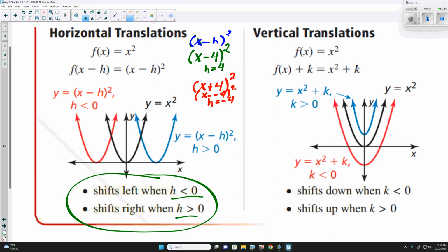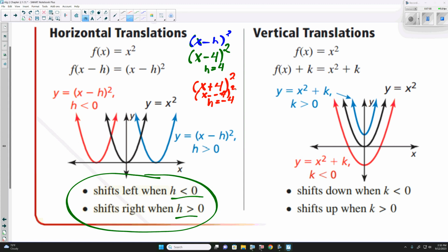We can try keeping that in mind and doing it that way, but I still think that's a little bit much to keep straight with everything else that we do with these transformations. I think the easiest way to go about these inside parentheses is the opposite of what we think. So x minus 4 looks like it should be left, but it's actually going to the right. x plus 4 looks like it should go to the right, but it's going to the left.